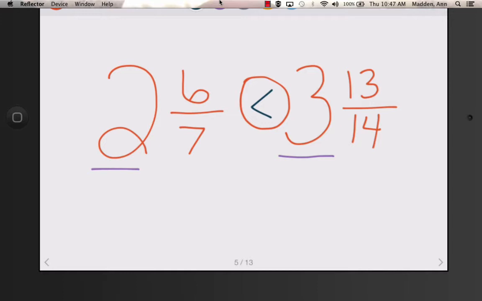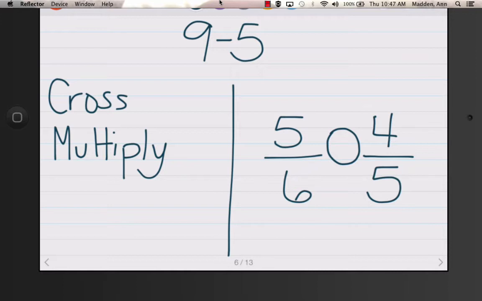What I want you to do is take out your notes. We're going to be adding notes as the video goes on. 9-5 at the top. Our first step is to cross multiply.